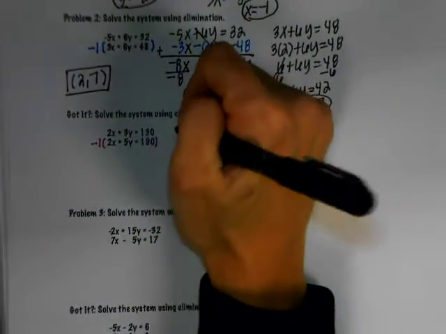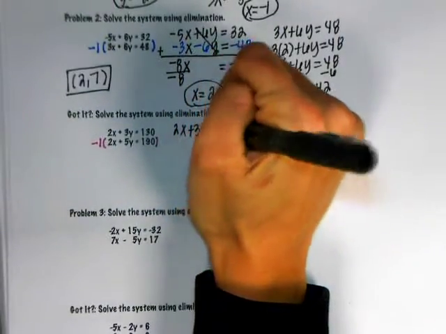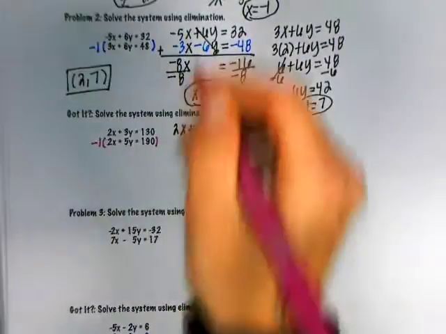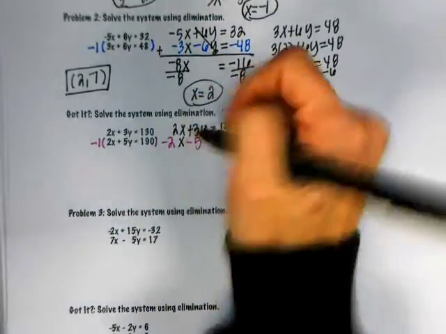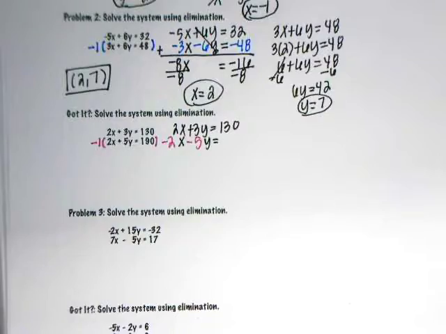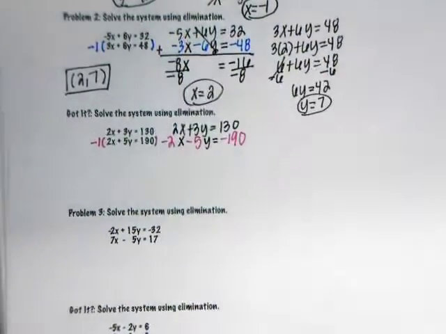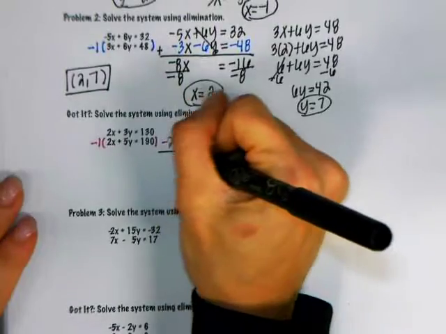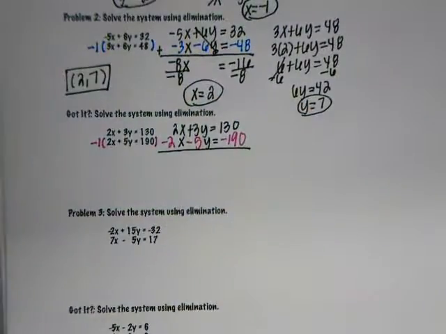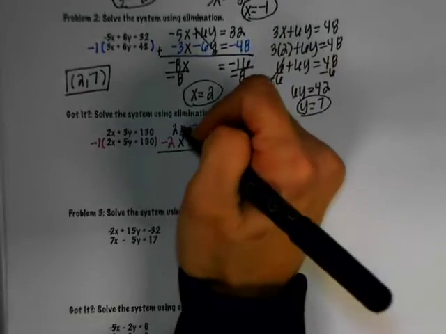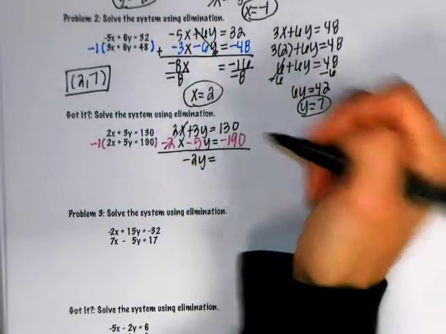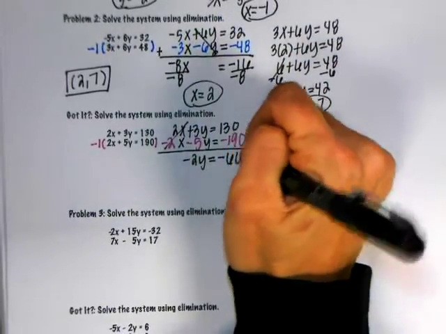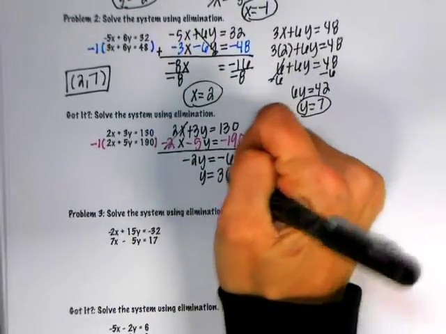Okay, so top's going to stay the same. 2x plus 3y equals 130. And now that's going to be a -2x. And then a -5y equals a -190. All right, so it's 2x minus 2x, 0. 3y minus 5y, we have -2y. 130 minus 190, we have -60. Yep, so what does y equal? 30. Yep.